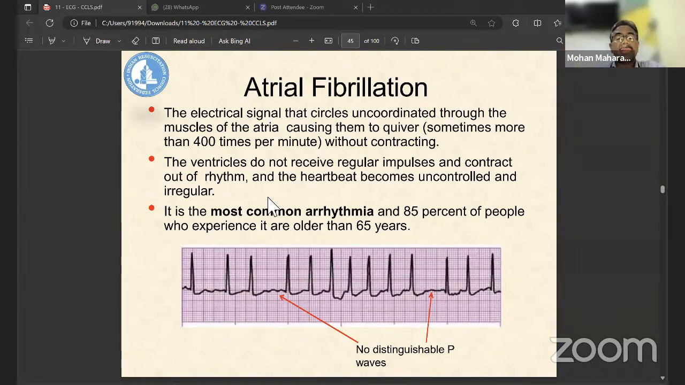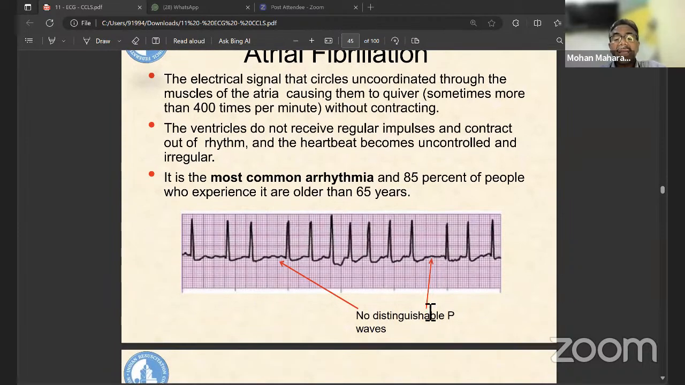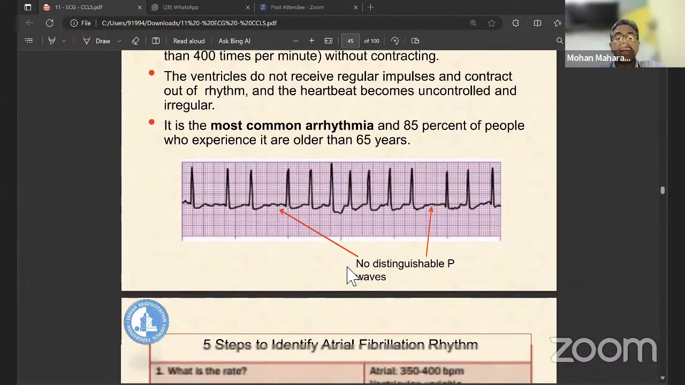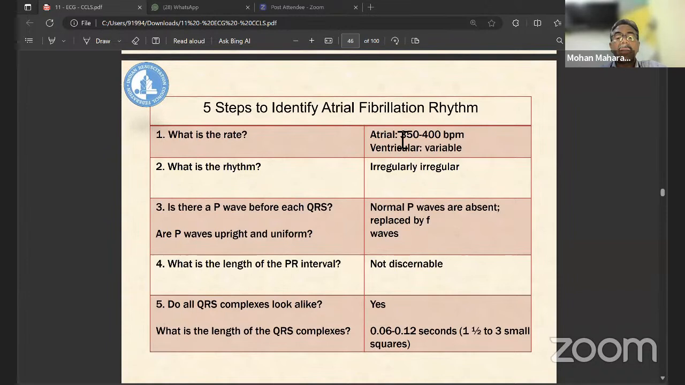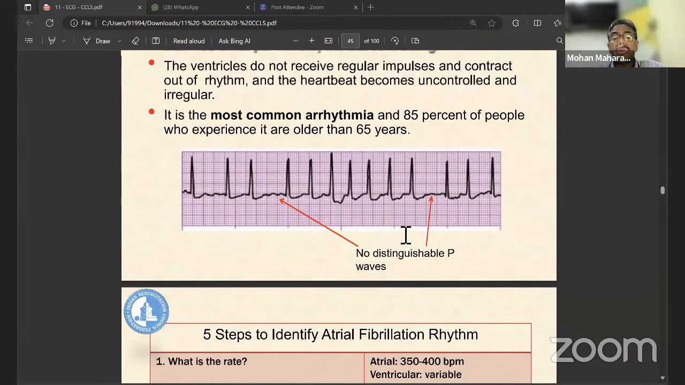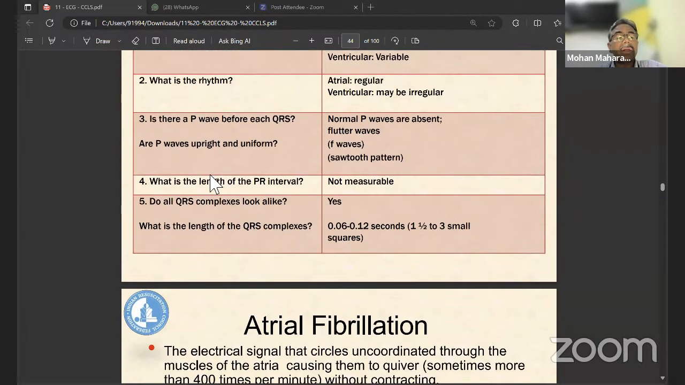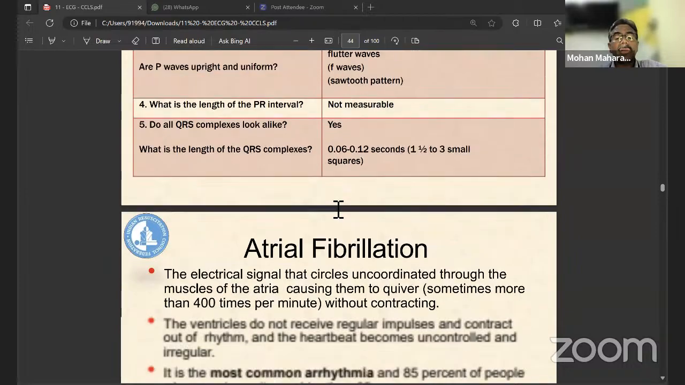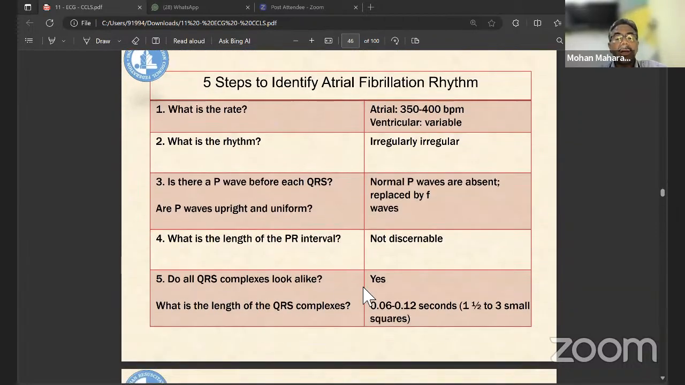The ventricles do not receive regular impulses. There is no distinguishable P wave at any point of time. This is atrial fibrillation. Again, look at it here. The rate per minute is 350 to 400. The ventricular rate is variable, as we said, irregularly irregular. The normal P waves are absent, replaced by F waves. The PR interval is not discernible. Please understand the difference here: the QRS complexes look alike.